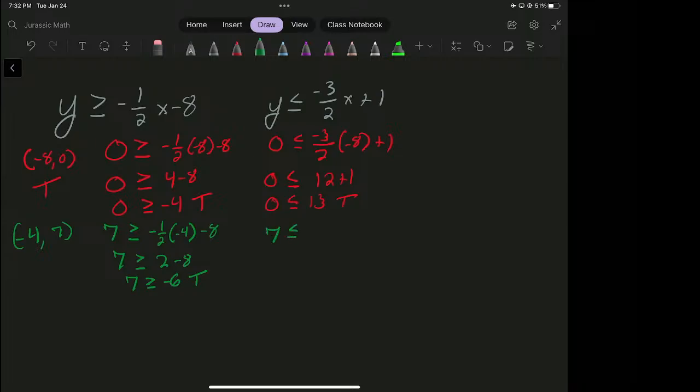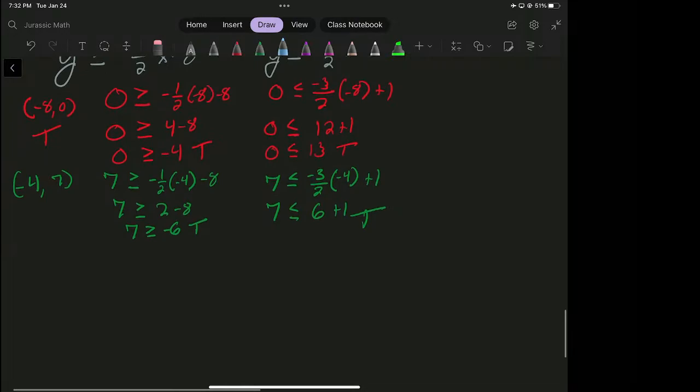And now time for the other side. 3/2 times a negative 4, plus 1. Negative times a negative is positive. 3 times 4 is 12. 12 divided by 2 is 6, plus 1. That is a true statement because 6 plus 1 is definitely equal to 7. So I just keep going down the line.